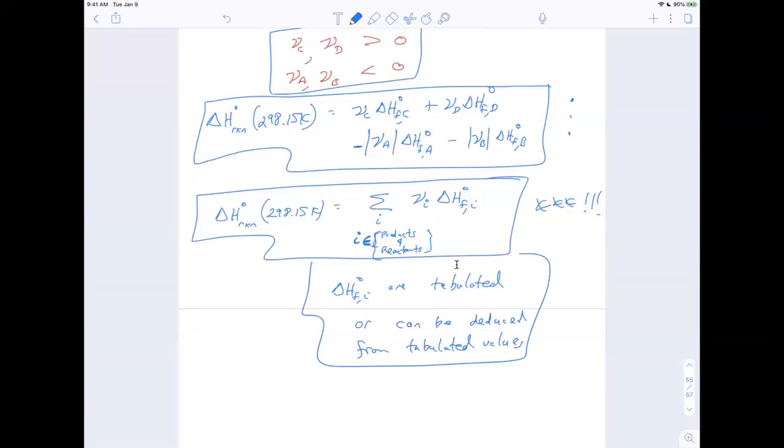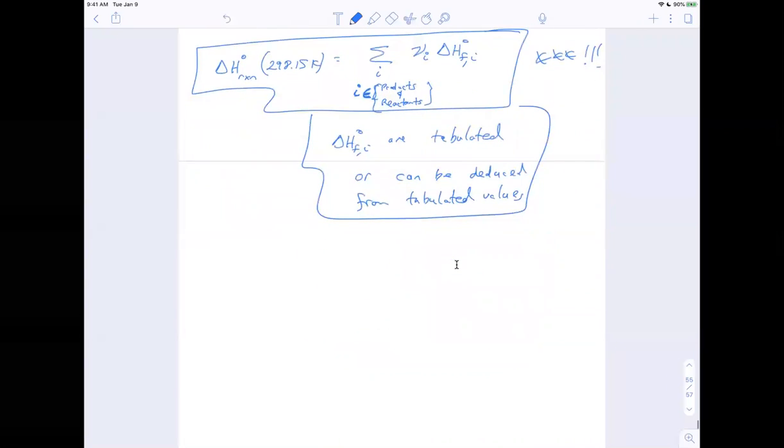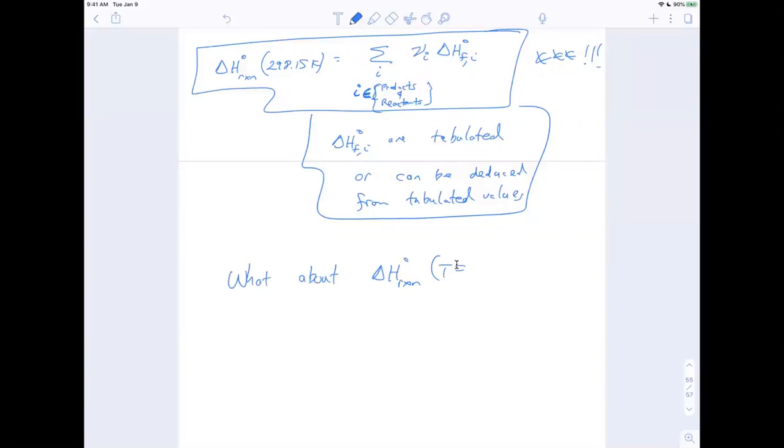Okay, one final thing about thermochemistry that I want to address. So any questions? I'll pause here. Okay. So the final thing I want to address with thermochemistry is what about delta H reaction at T not equal to 298.15 K. Okay, so really what this is just delta H reaction at T.